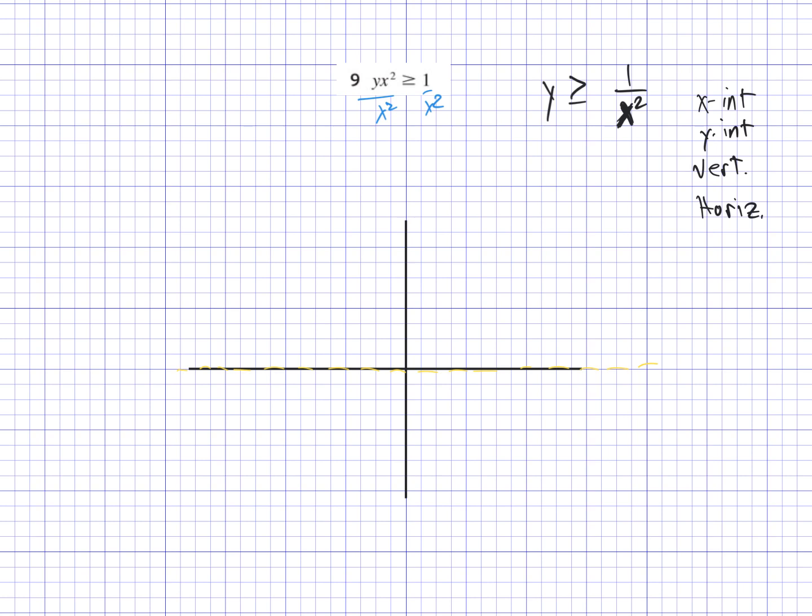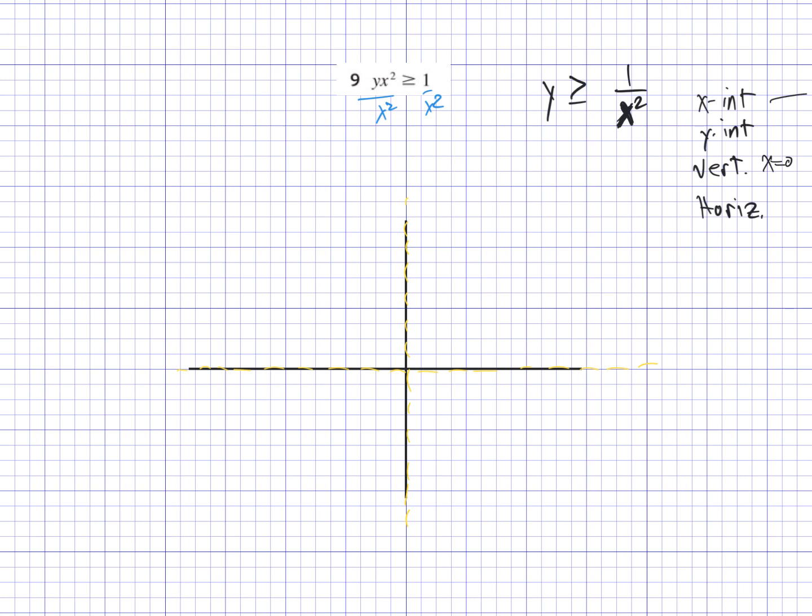Y-intercept, does it cross the y-axis? What makes x go to 0? Okay, well, meaning for the y-intercept, you plug 0 in for x. Well, you can't do that. So when x is 0, again, that's your vertical asymptote. Okay, so you have a horizontal asymptote and vertical asymptote.